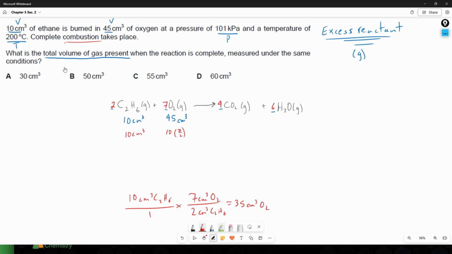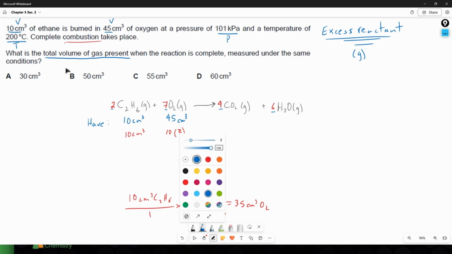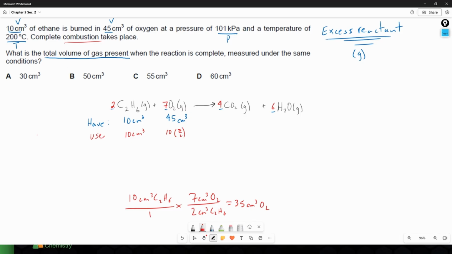Meaning, even though we have 45 cubic centimeters of oxygen, this is how much we have up here in blue, we don't need 45 cubic centimeters of oxygen to react with 10 cubic centimeters of ethane. If we use up all 10 cubic centimeters of ethane, according to the mole ratios 2 to 7, we only need 10 times 7 over 2, or 35 cubic centimeters of oxygen.